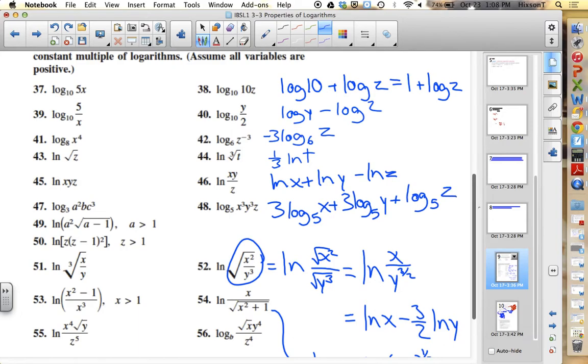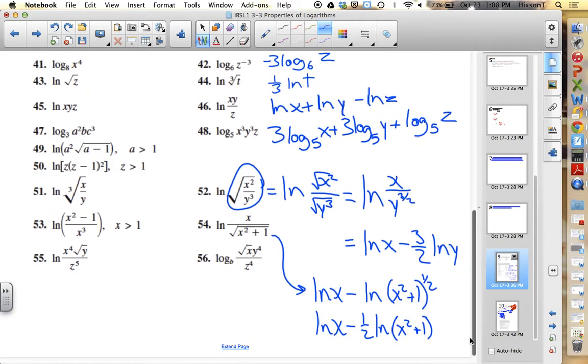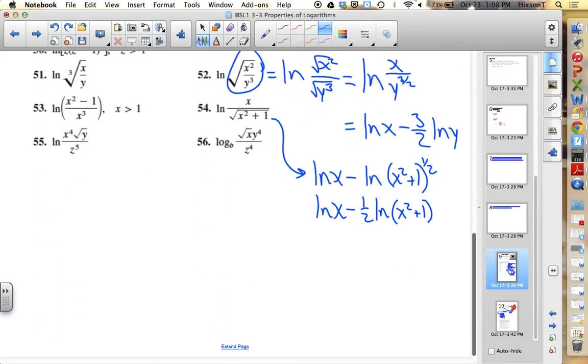Okay? And then after that, the only even one we haven't done is 56 here. That's log base b. So log base b, we're going to have 1/2 log base b of x plus 4 log base b of y minus 4 log base b of z.